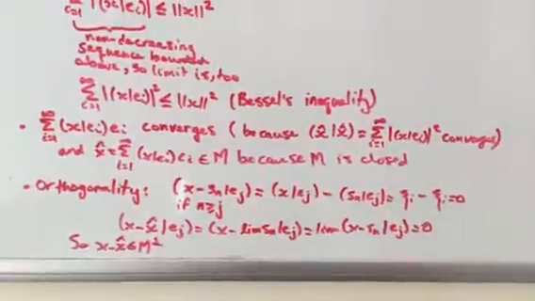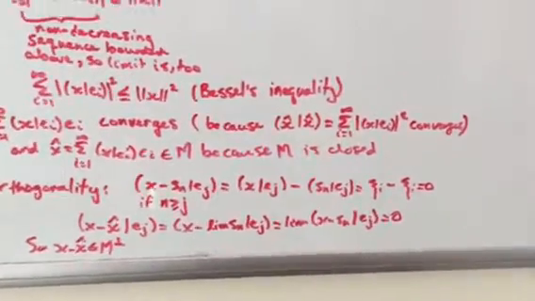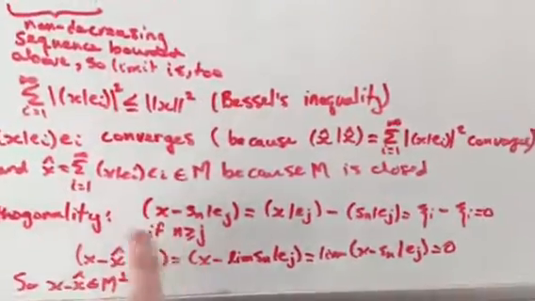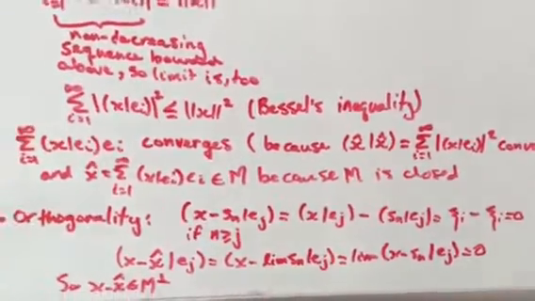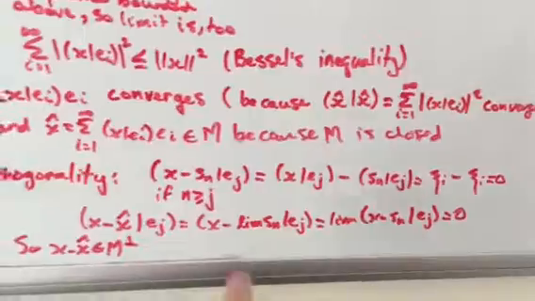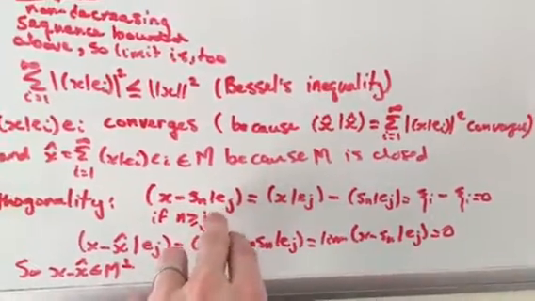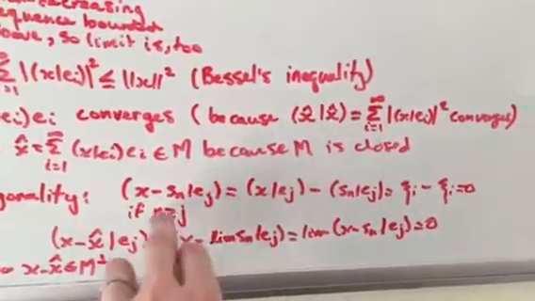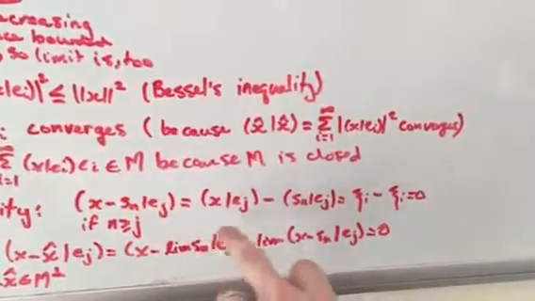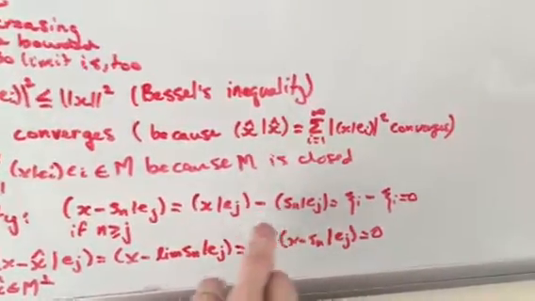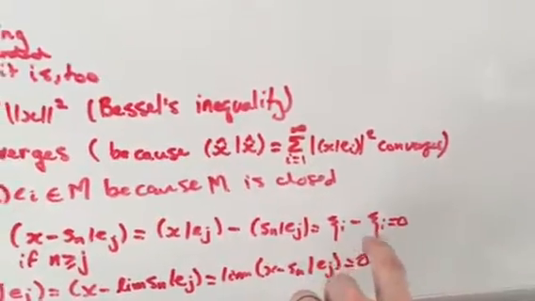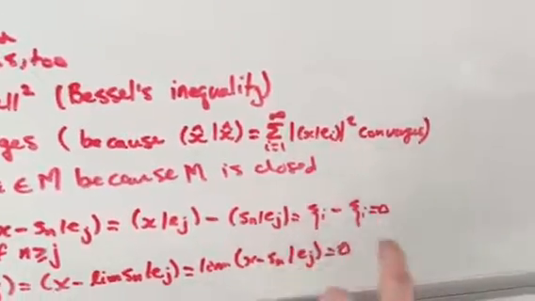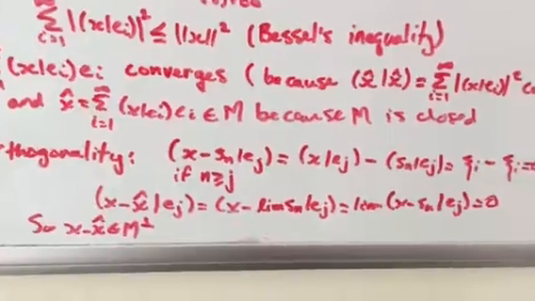And the final point we want to show is orthogonality. So I want to just start off with the finite n case. We take the inner product of x minus S sub n with any of our orthogonal basis elements, e sub j. We can use the linearity property of the inner product, and if n is greater than j, what we end up getting is xi j minus xi j, which is equal to 0.